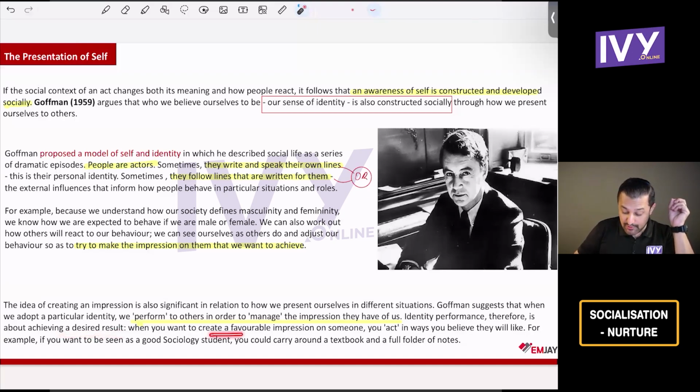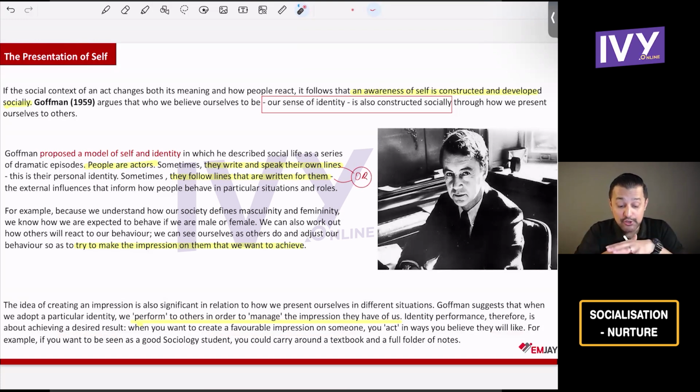When you want to create a favorable impression on someone, you act in ways you believe they will like. For example, if you want to be seen as a good sociology student, you could carry around a textbook and a full folder of notes.